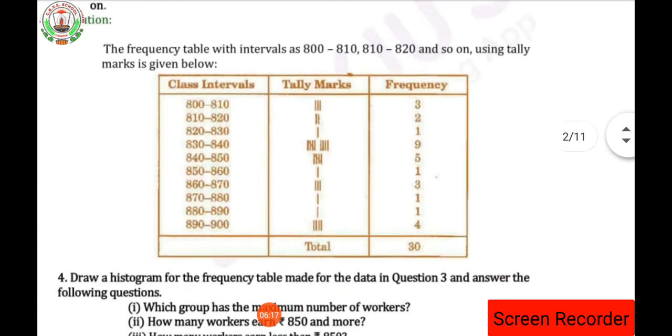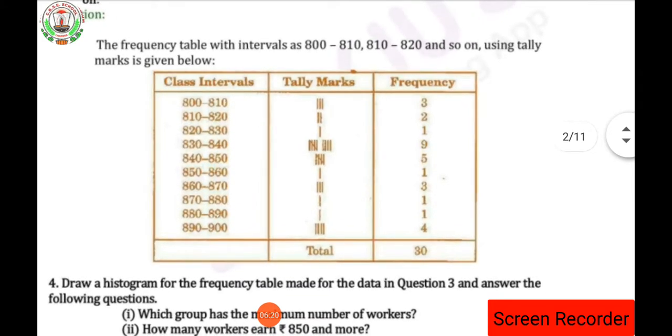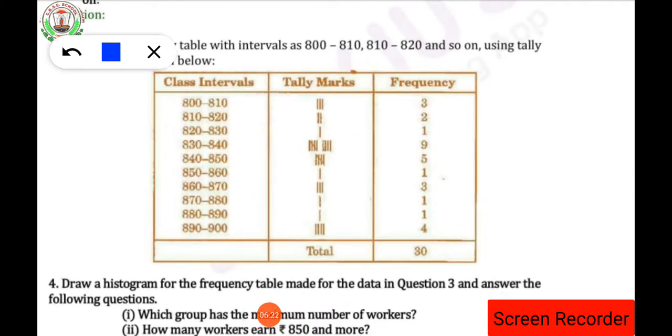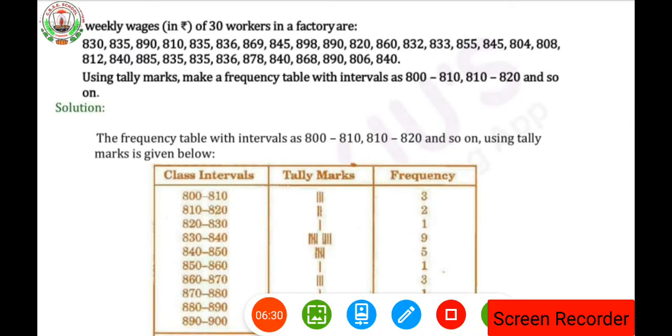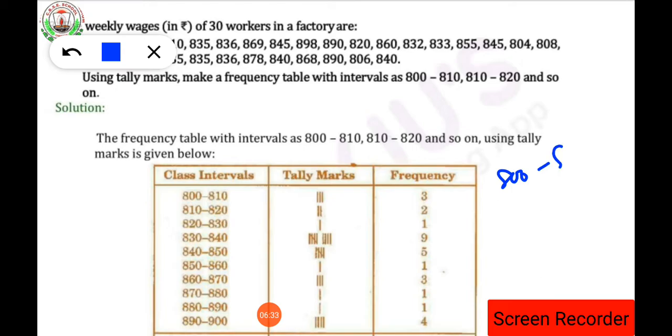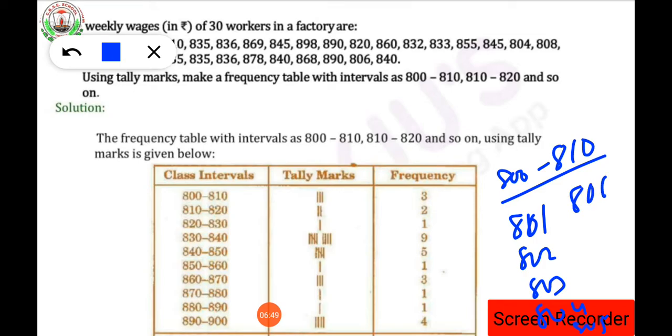Now look, telemark is so easy for you people. You have already studied how to draw a telemark. Okay, now what you have to do, students, first 800 to 810. In 800 to 810, how many data will come? 10 data will come, like 801, 802, 803, 804, 805, 806, 807, 809, 810, like that the data will come.